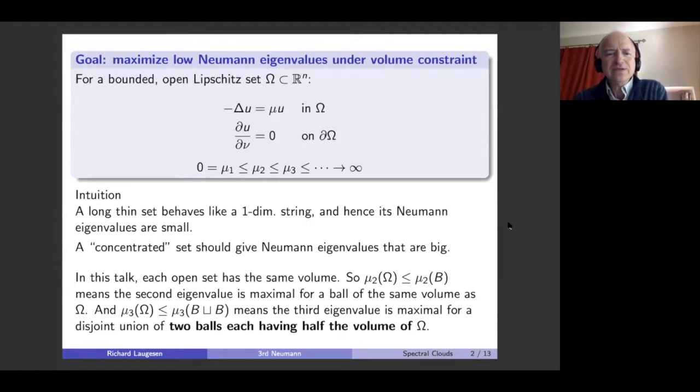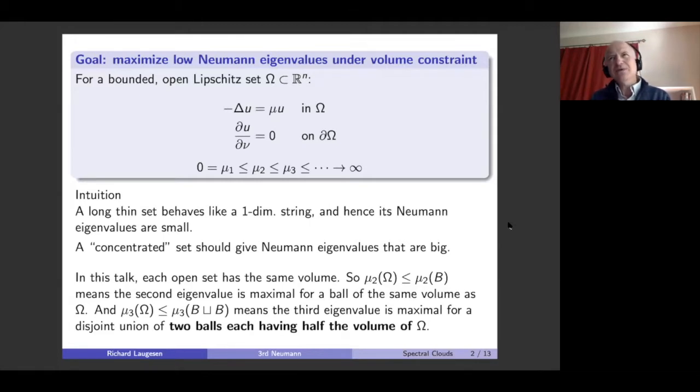So the intuition is that a long thin set behaves like a one-dimensional string. So we're thinking about maximizing or minimizing, and it's easy to see then that the minimization problem is not going to be interesting, because you can take a very long thin domain, behave like a long one-dimensional string, so its Neumann eigenvalues can be very low. Correspondingly, going the other direction, a concentrated set in some ways should give Neumann eigenvalues that are big, or at least we hope as big as they can be.